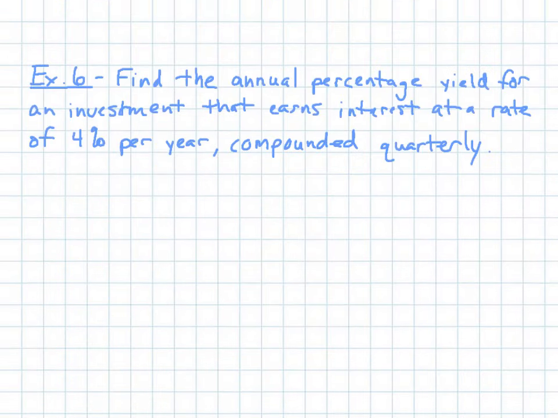Example 6 wants us to look at our formula a little bit differently. So they want us to find the annual percentage yield for an investment that earns interest at a rate of 4% per year and compounded quarterly. So here, what they're trying to ask you is, what is the percentage that you'll make in a year from your loan, or your savings account, or your CD or IRA, whatever you're investing in.